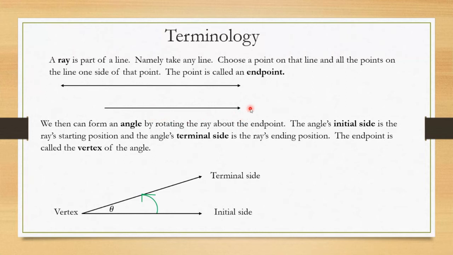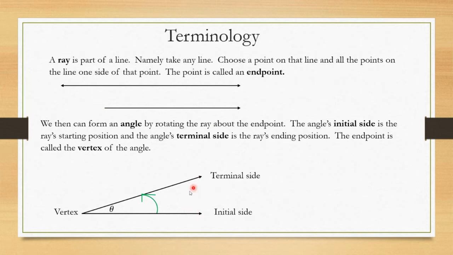Now, how do we form an angle? Well, we rotate the ray about that endpoint. The starting position of the ray is the initial side. Where it ends up is the terminal side. This is the initial side, where the ray starts, the starting position. And then after you rotate, you get to what's called the terminal side, the ending position of the ray.